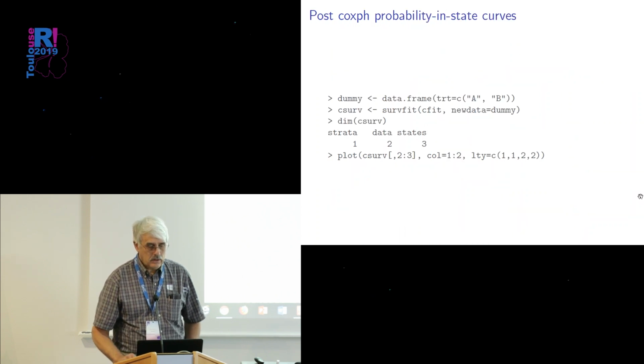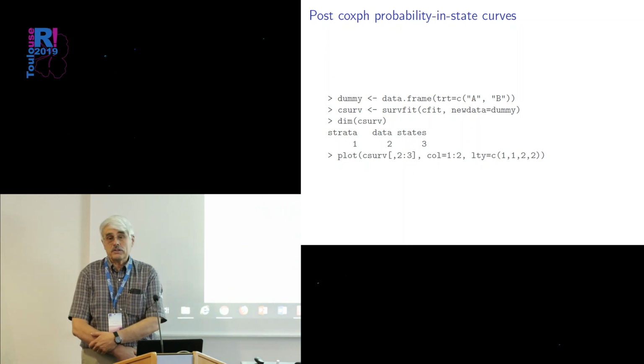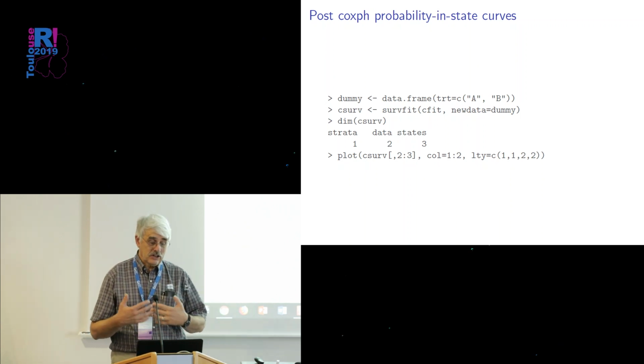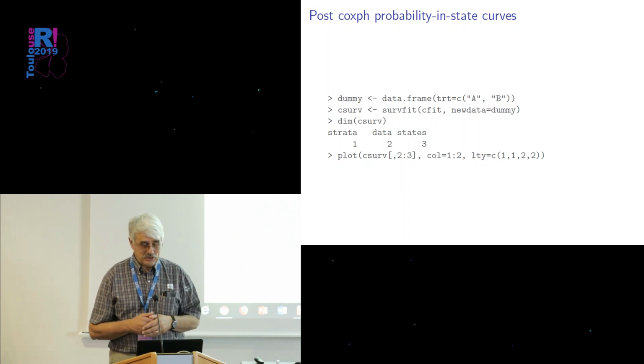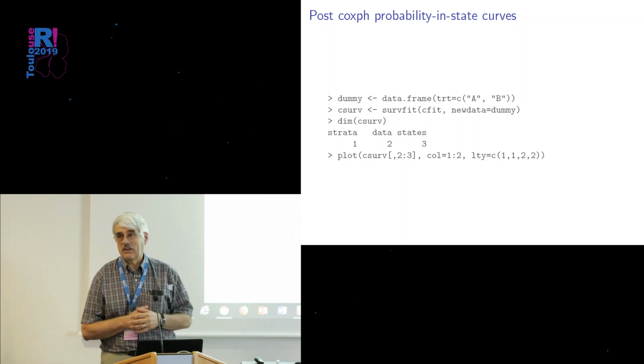Okay. There we go. And you can get curves post-Cox. You fit a Cox model, you can get curves. And it's always for a Cox model, you get curves for somebody. You have to tell it what covariates you want. So you create a dummy data set. In this case, I've only got one covariate.